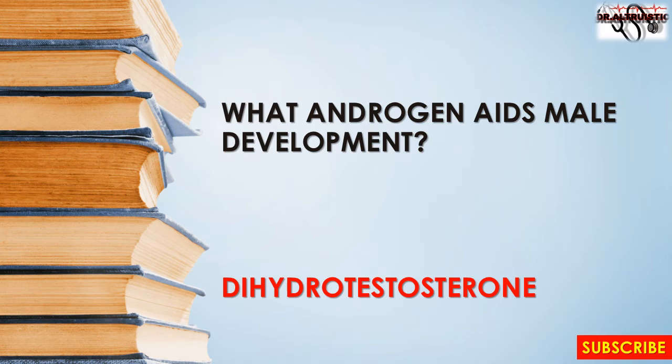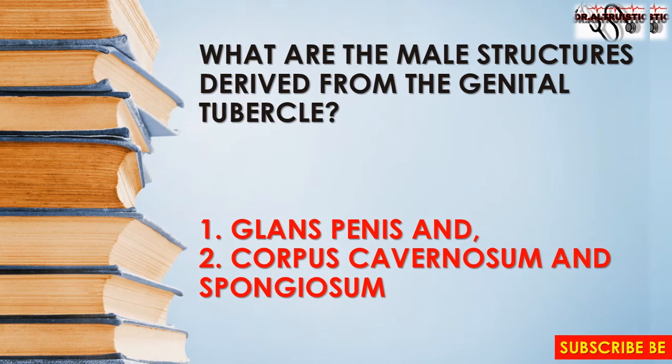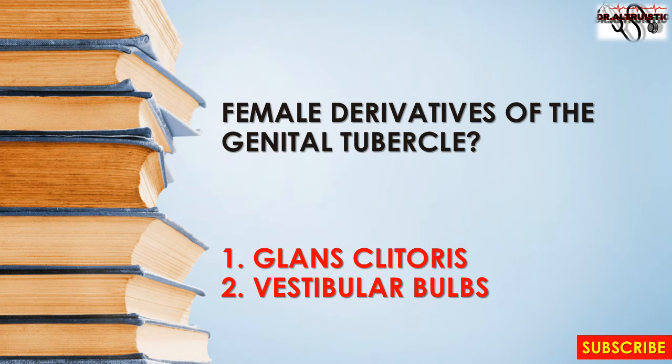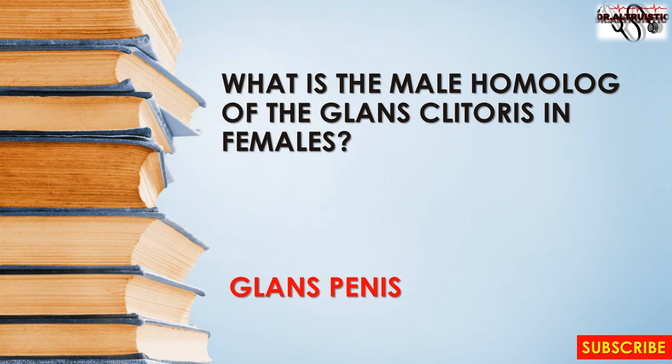What androgen aids male development? Dihydrotestosterone. What are the male structures derived from the genital tubercle? 1. Glans penis. 2. Corpus cavernosum and spongiosum. Female derivatives of the genital tubercle: 1. Glans clitoris. 2. Vestibular bulbs. List of the undifferentiated genital structures: 1. Genital tubercle. 2. Urogenital sinus. 3. Urogenital folds. 4. Labioscrotal swelling. What is the male homolog of the glans clitoris in females? Glans penis.